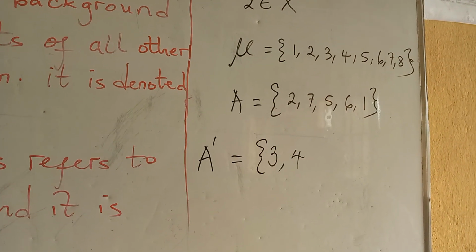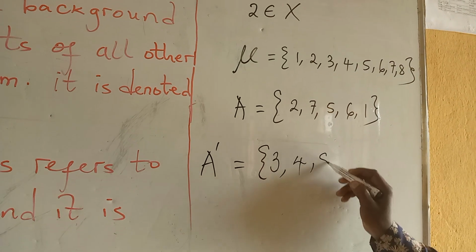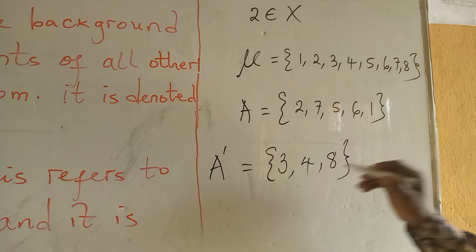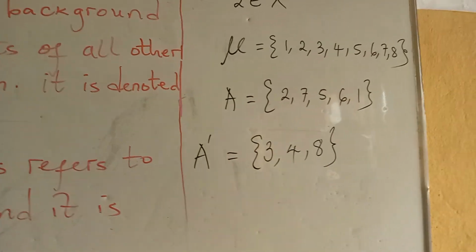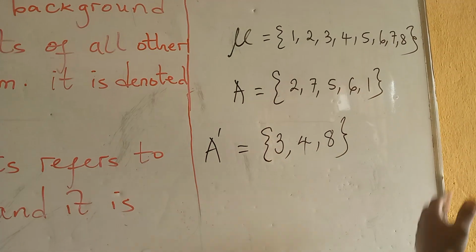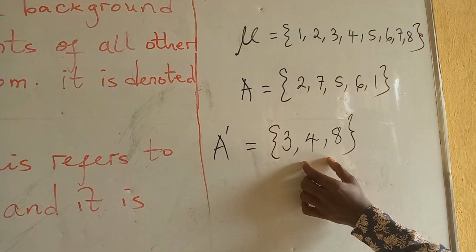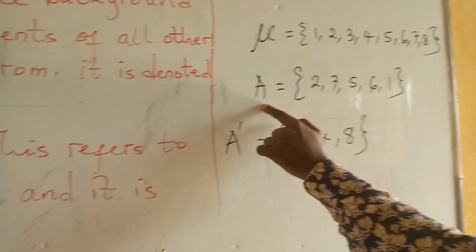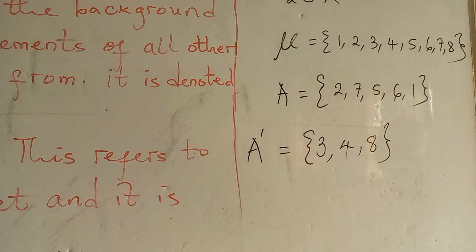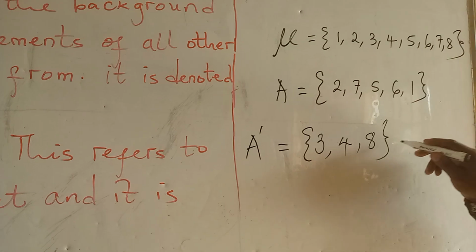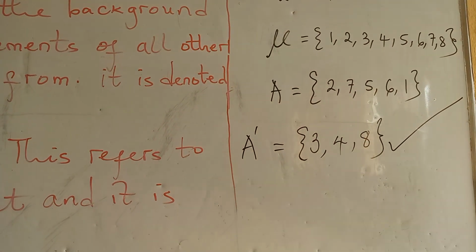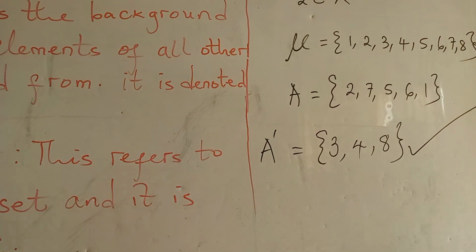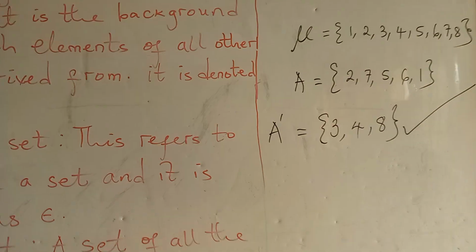Which other ones? 8 is in the universal set, but not in A, and that's all. That's all. 3, 4, and 8. Those are the elements that are in the universal set and not in the set A. So A complement will be this: all the elements that are in the universal set and are not in the set A. That is what complement of a set is all about.